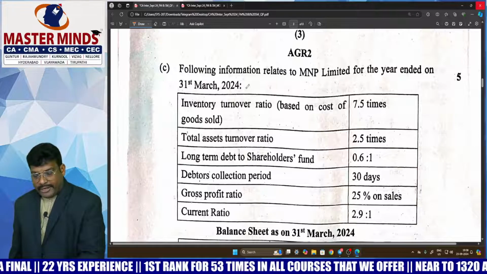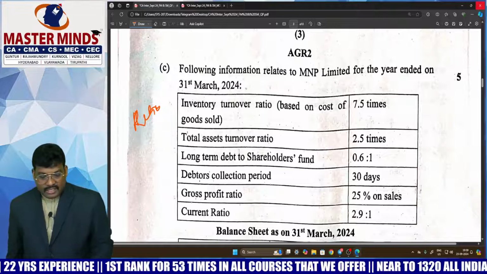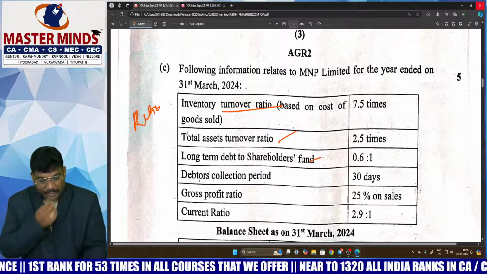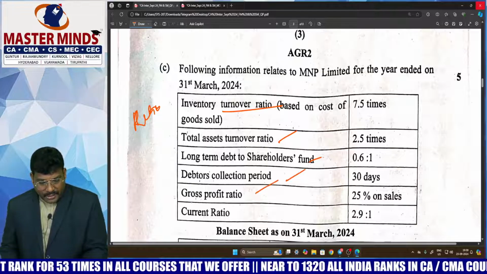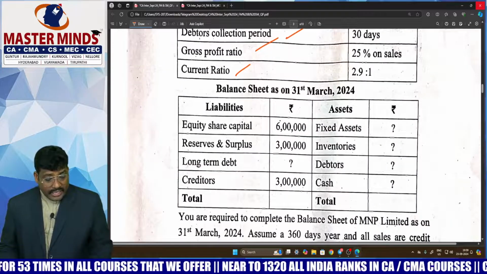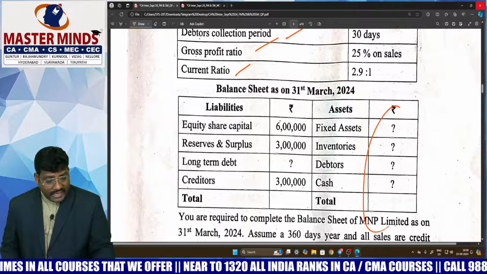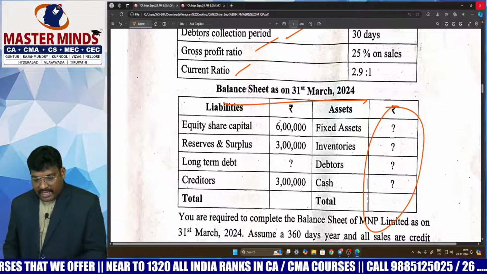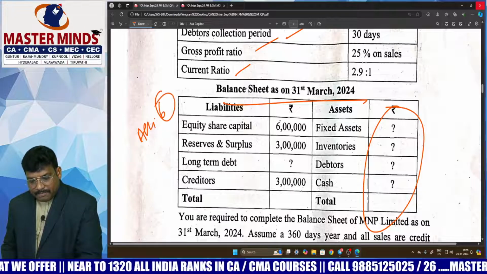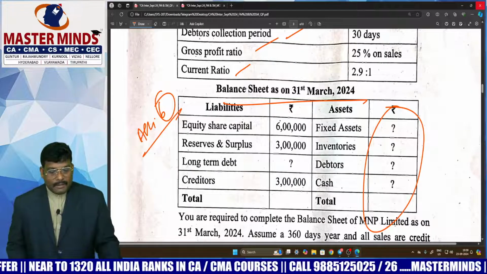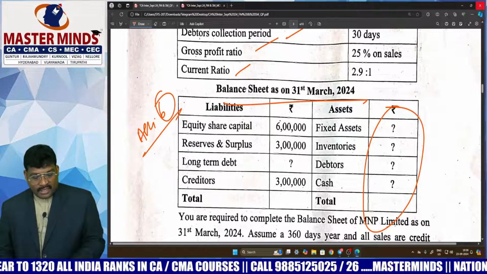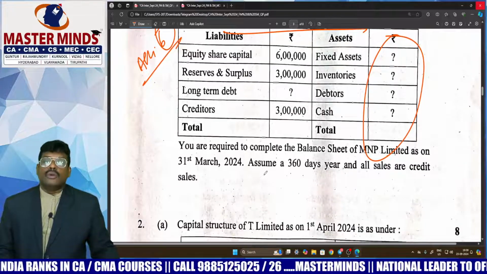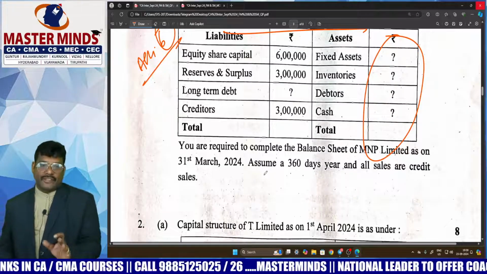Then the next question they asked is from ratio analysis. So in ratio analysis, this problem gives inventory turnover ratio, asset turnover ratio, long-term debt, shareholders funds, debtors collection period, gross profit ratio, current ratios. Here this problem is covered, fixed assets, inventories. So it is a construction of balance sheet problem. A similar problem is there in our assignment 6. Exactly, by resolving the above data, you have to find out the missing values. Okay, this problem is also easy but needs a little bit of attention, right?